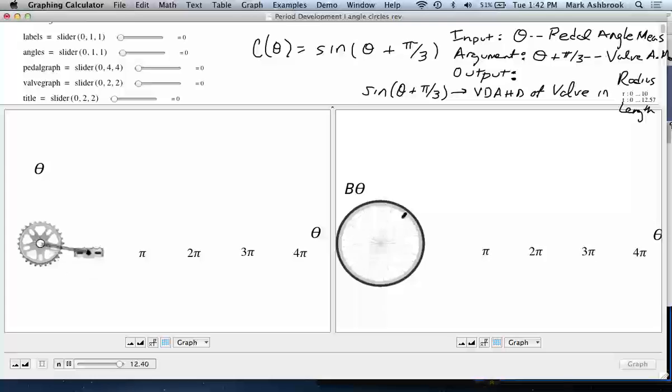And why is it for the valve? Why does it give you the vertical distance of the valve and not the pedal? Chola. Because you're adding pi over 3 to it.